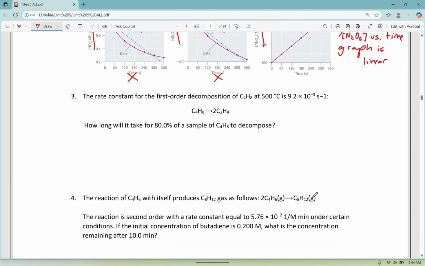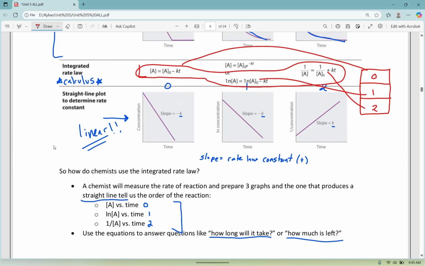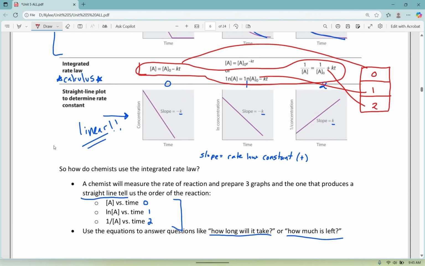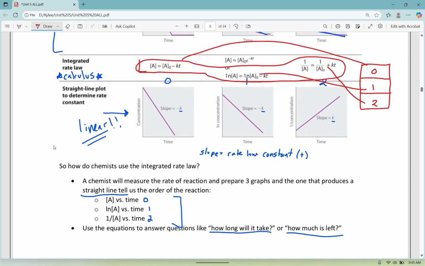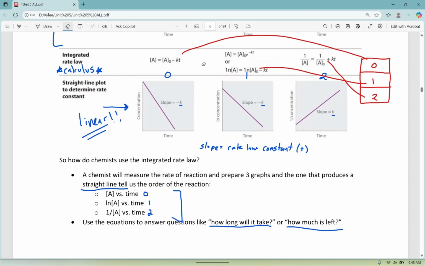On question number 3, we're answering one of the things that we can use the integrated rate law to do, which is how long will it take? So if I come back up here, how long will it take? And it says it's first order. So I can use the first order rate law to determine how long it will take. And so I'm going to erase a little bit just because I got a little crazy when I was labeling.